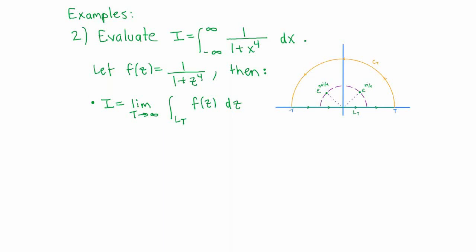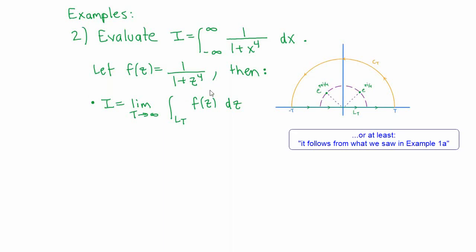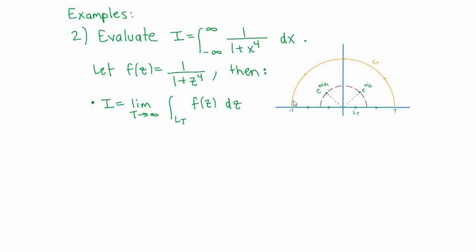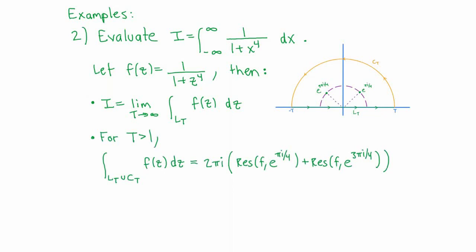We already saw in example 1a in this video that the poles of this function lie at the fourth roots of -1, and there are exactly 2 of those inside of the region that we're integrating around, as long as t is bigger than 1. So as long as t is bigger than 1, by the residue theorem we get that the integral over the union of Lt and Ct of f(z) dz is equal to 2 pi i times the sum of the enclosed residues.